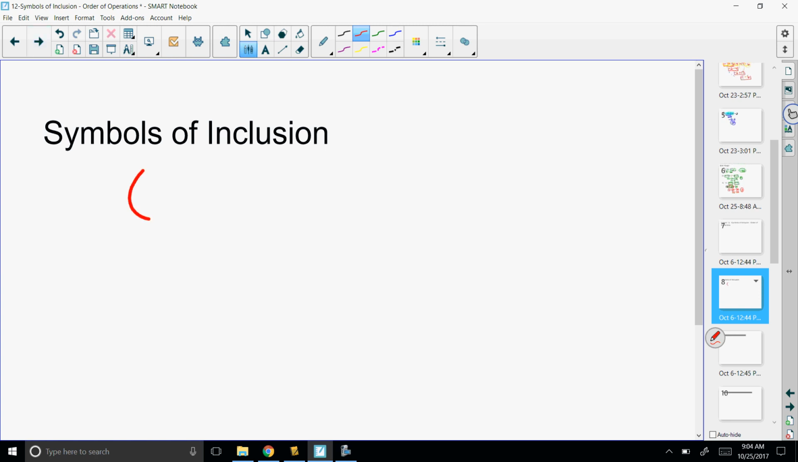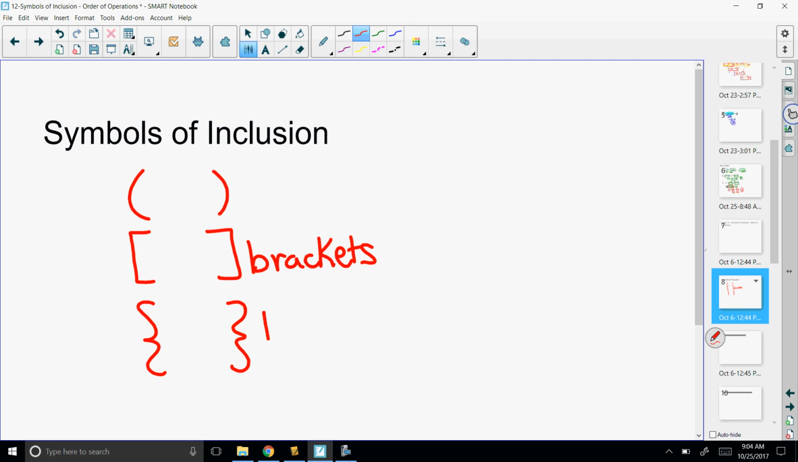Braces are one. Parentheses are one. Here's our braces. I'm going to put them in order. Before braces, what you would include is brackets. And then we're going to have braces. Are there any other symbols of inclusion that you can think of? Absolute value.